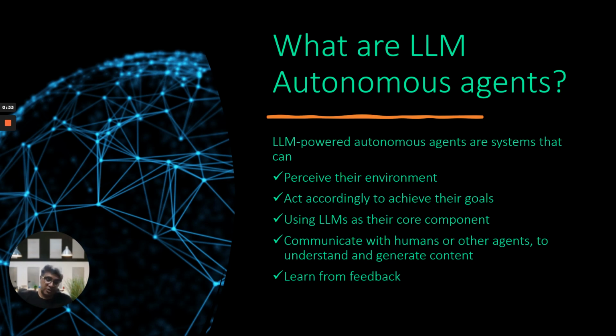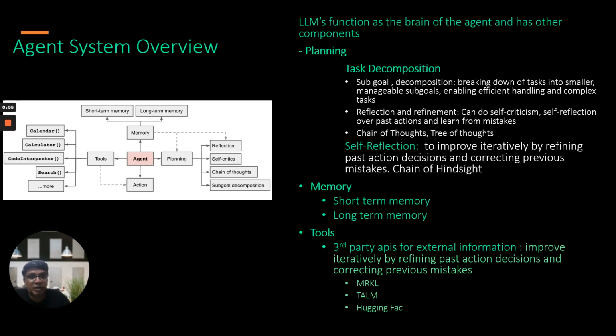LLM autonomous agent is. At the heart of it, it has an LLM, and it can understand the environment and act accordingly to achieve goals. It uses the LLM as a core component. It can communicate with humans and other agents, specifically in terms of reinforcement learning, and learn from feedback as well. I won't invest too much time; I'll walk straight into what the system overview looks like.